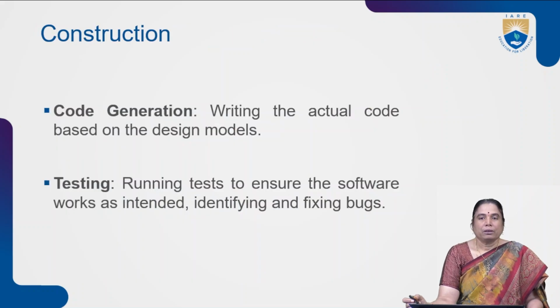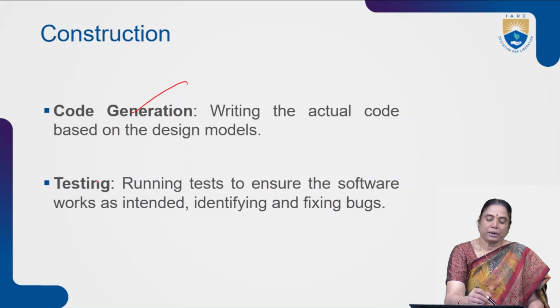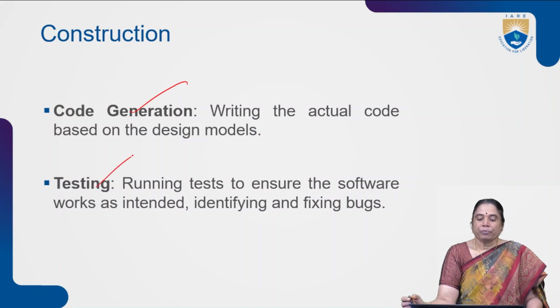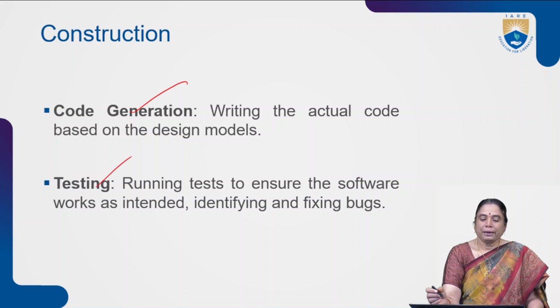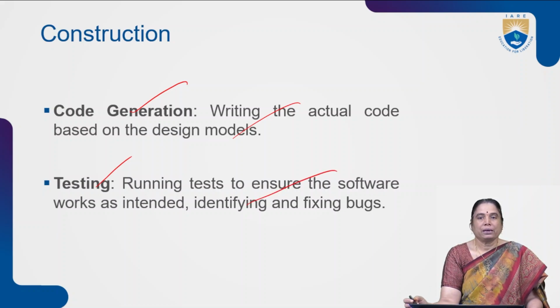Next phase, the next major framework activity is the construction. The construction involves two tasks: code generation and testing. The code generation is writing the actual code based on the design modules. Testing is running tests to ensure the software works as intended, identifying and fixing the bugs.